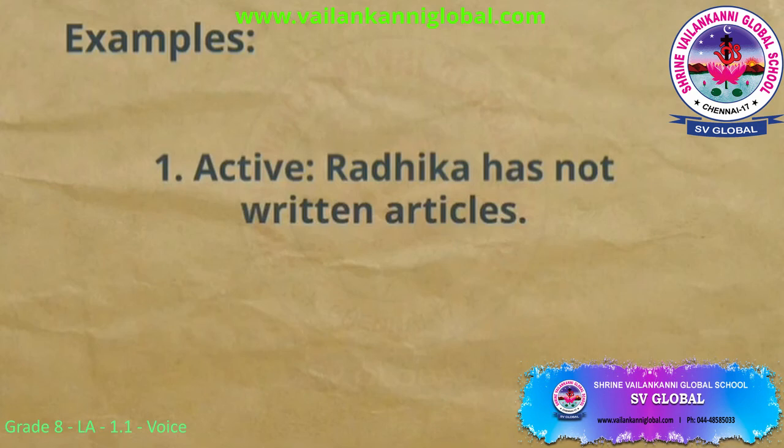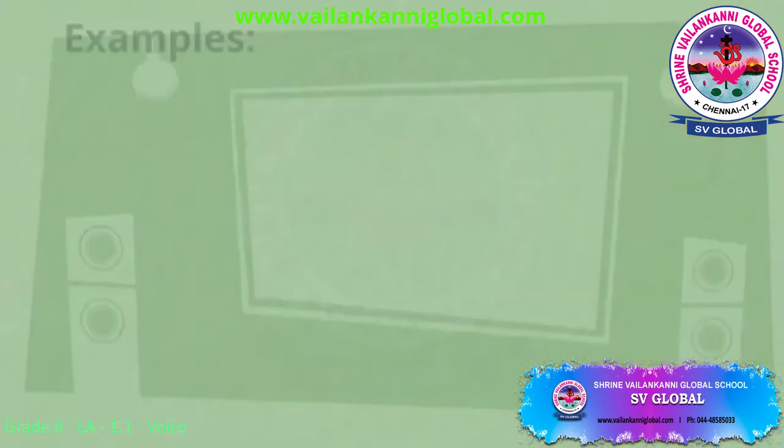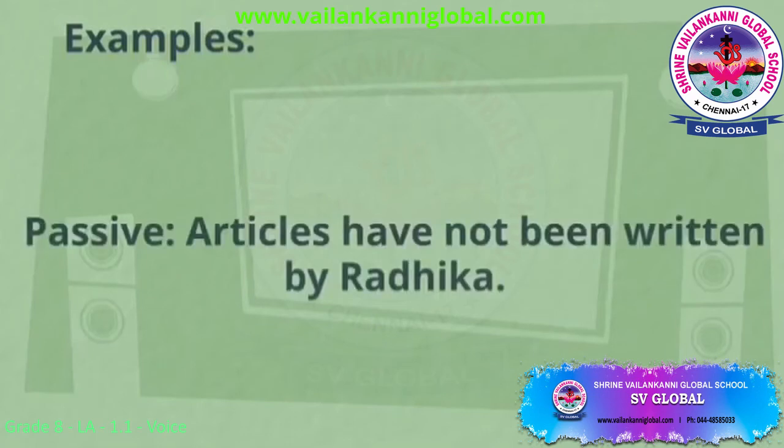It is an active voice. The passive voice of the example: articles, because it is an object, right? So we are supposed to use articles first. Since articles is plural, we are supposed to use have. So we know singular subject will take has, plural subject will take have. So have.